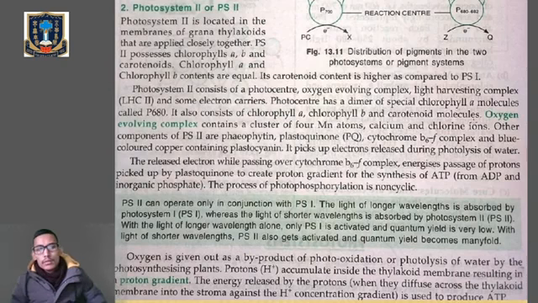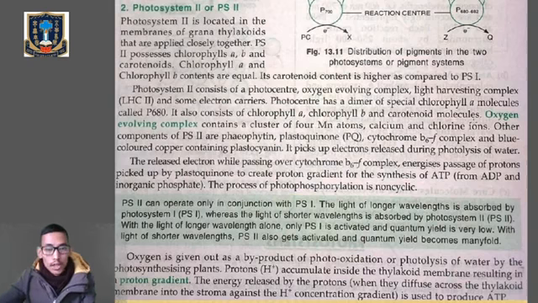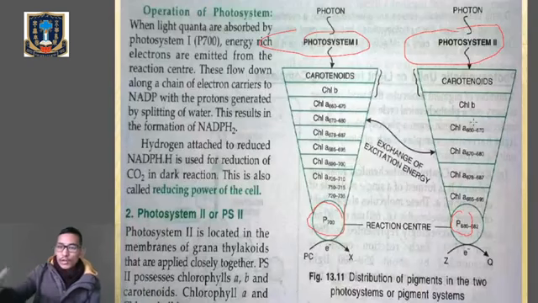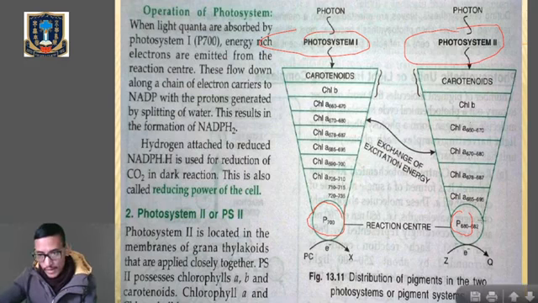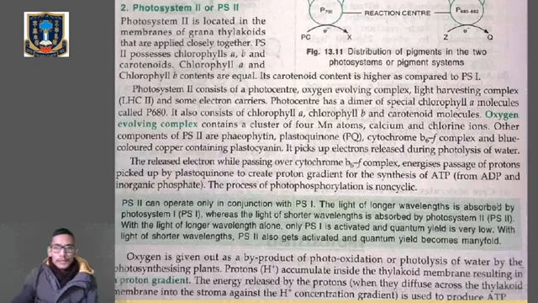So PS2 consists of a photocenter. It is called the light harvesting complex, which is called LHC2, and the reaction center is called P680 because it will absorb light having a wavelength of 680 nanometers. So the light harvesting complex of PS2 is called LHC2, and the reaction center is called P680 because it will absorb light of wavelength 680 nanometers. Clear? Then an oxygen evolving complex is there in the case of PS2.